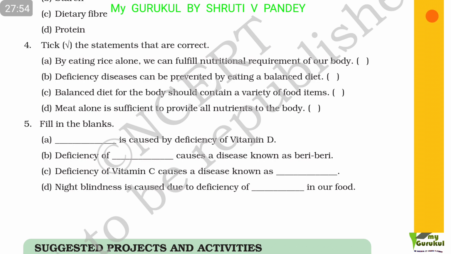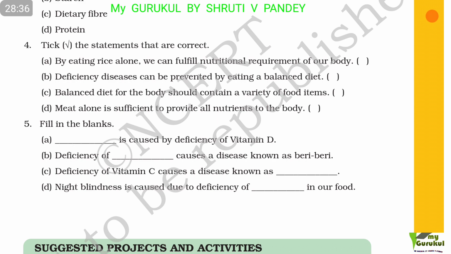Next, a balanced diet for a body should contain a variety of food items. Yes, this is true. Meat alone is sufficient to provide all nutrients to our body. This is false. Rickets is caused by deficiency of vitamin D. Deficiency of vitamin B1 causes beriberi. Deficiency of vitamin C causes a disease known as scurvy. Night blindness is caused due to deficiency of vitamin A in our food.